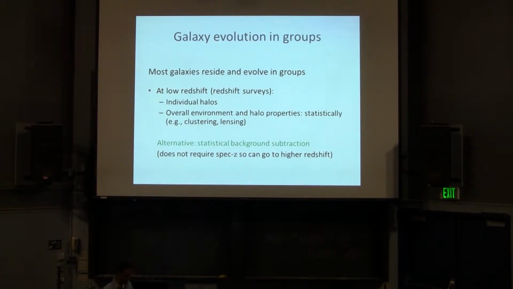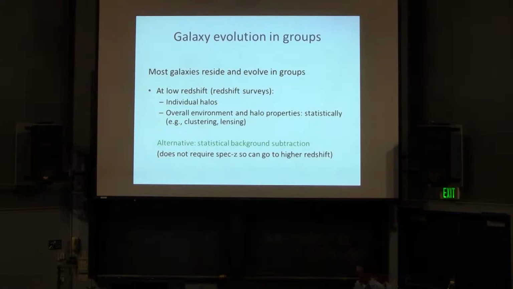At low redshift, at redshift 0, you can do it in a fairly straightforward way using redshift surveys, and there are plenty of them. There's SDSS, of course, but also GAMA, zCOSMOS and others. So you can make group catalogs or use statistical methods like clustering and weak lensing to look at either individual halos or a population of halos in general.